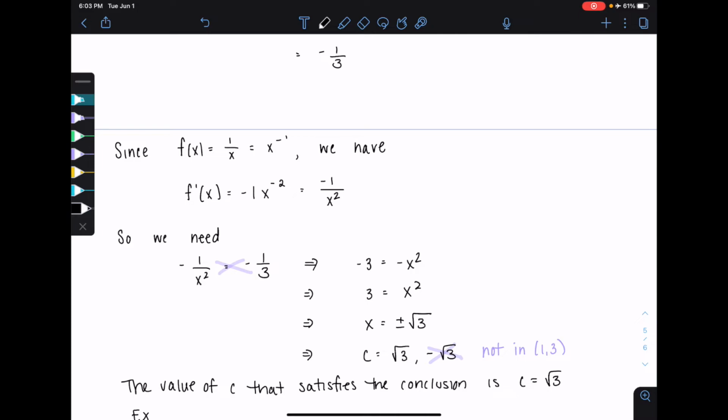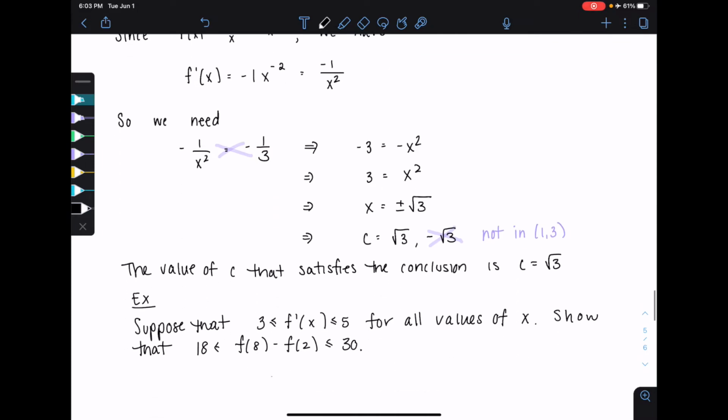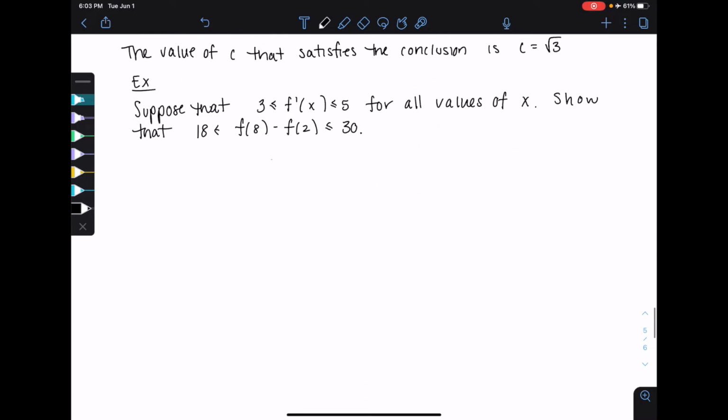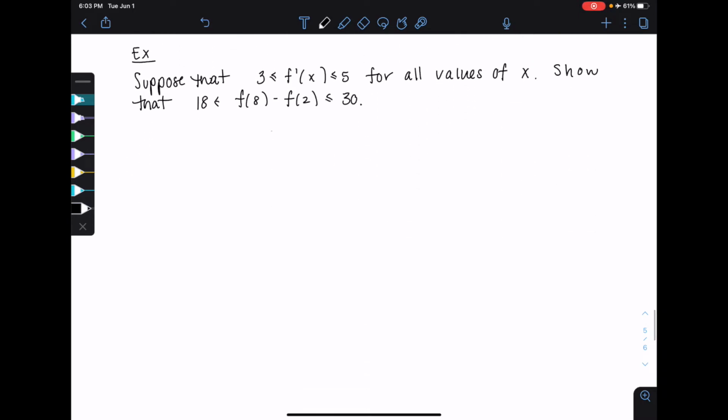Now, mean value theorem has some other useful techniques and interesting applications. So we're going to try a few different types of problems as well. That doesn't seem like it would be a mean value theorem problem, but it really is.